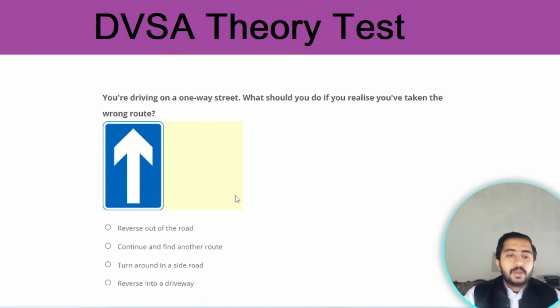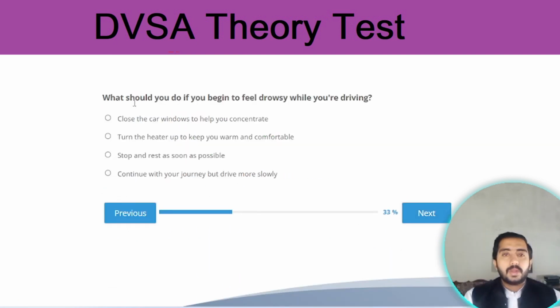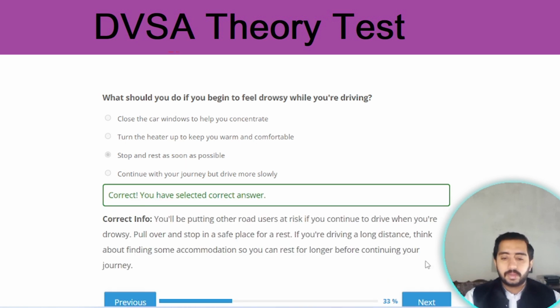You are driving on a one-way street. What should you do if you realize you have taken the wrong route? The correct option is continue and find another route. Option B. Next question. What should you do if you begin to feel drowsy while you are driving? The correct option is stop and rest as soon as possible. Option C is the correct one.